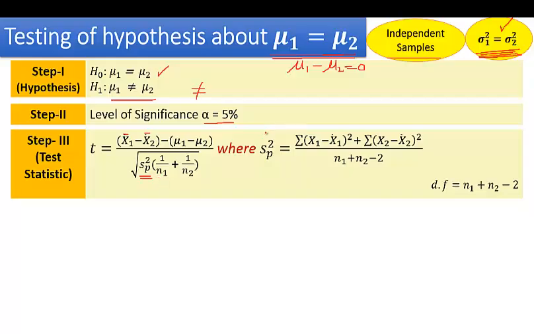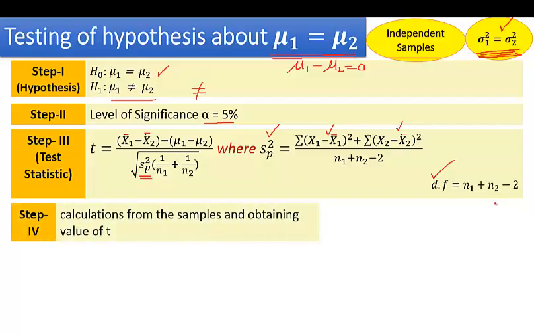The formula for the pooled variance is this one, where we add the sum of squared deviations from the first sample and the sum of squared deviations from the second sample, divided by n1 plus n2 minus 2, and in this case the degrees of freedom is n1 plus n2 minus 2.